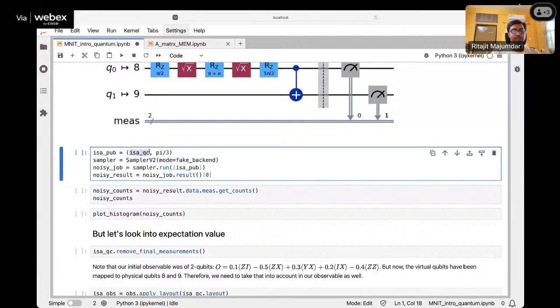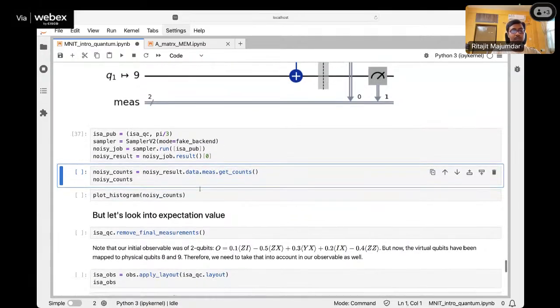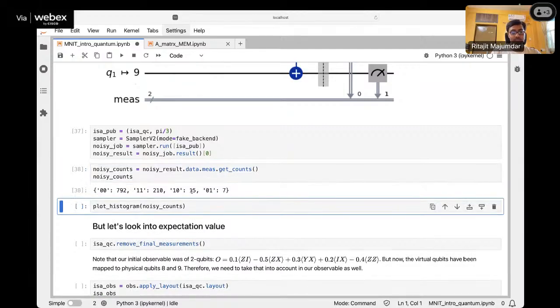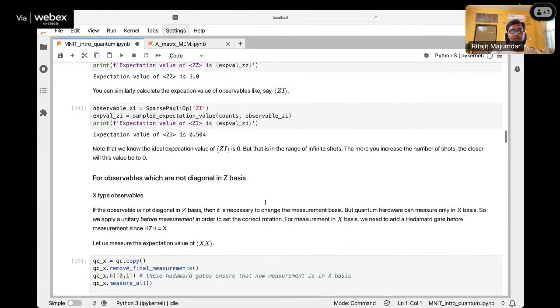So I have this ISA QC. This is my parameter. I have used mode equal to fake backend, so it is going to run on fake Kolkata. And now my noisy counts is this. So just remember, let's come back to this for a second.